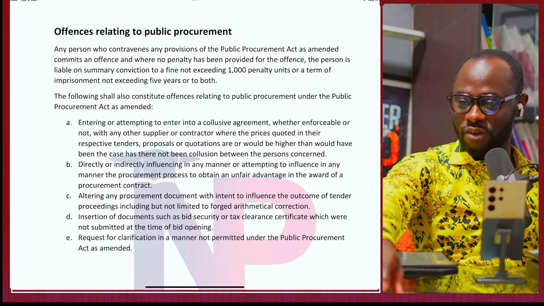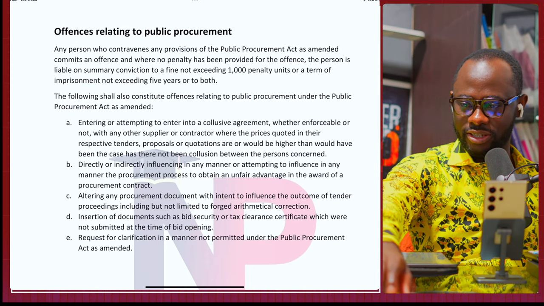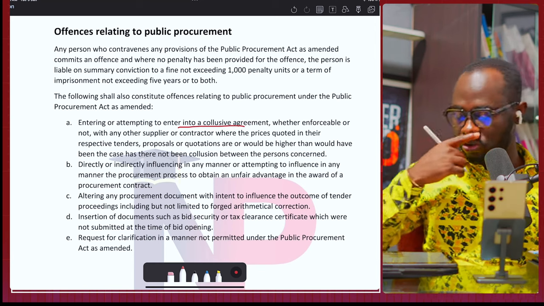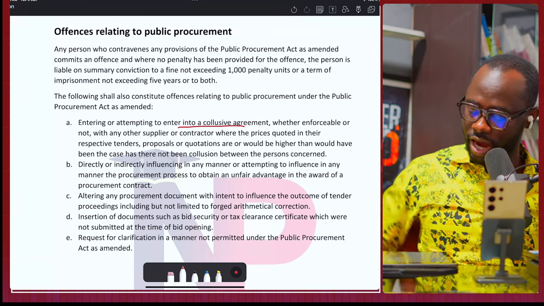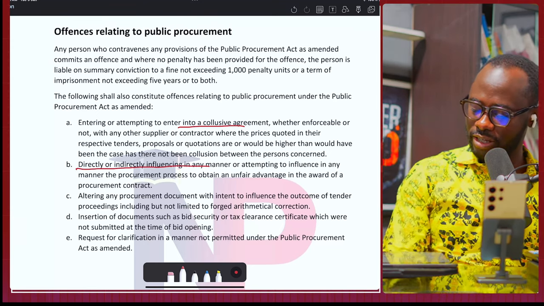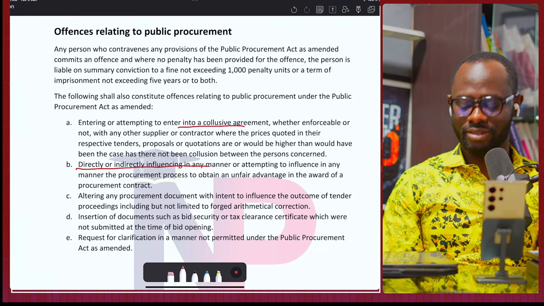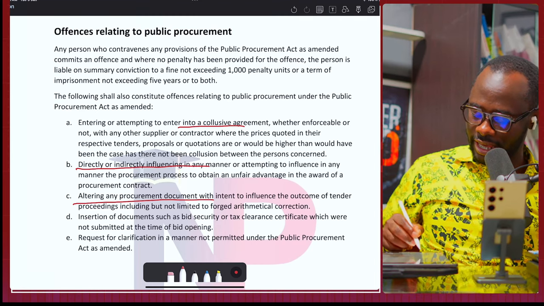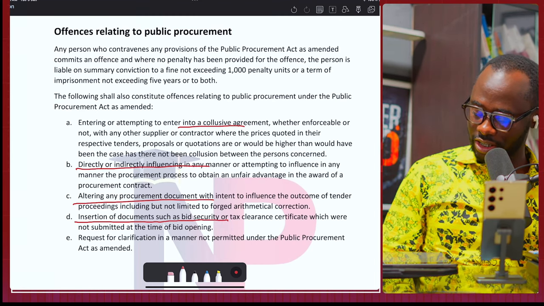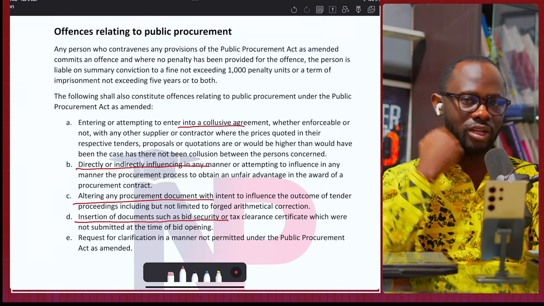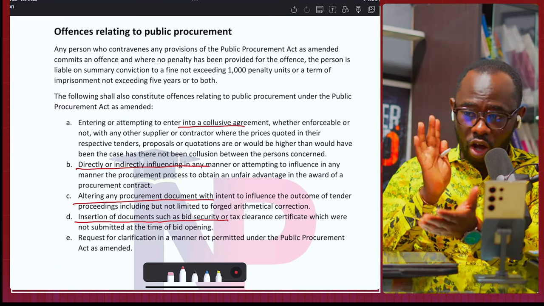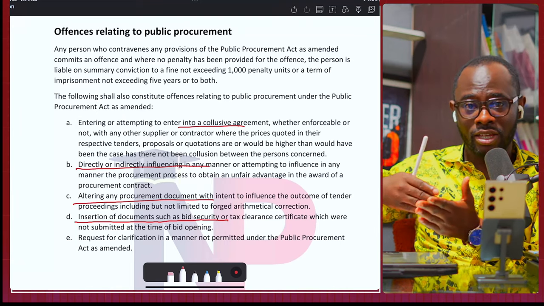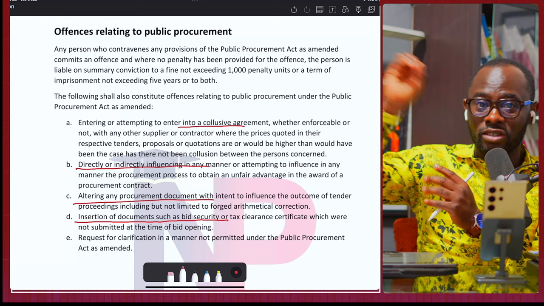All right, so I think somebody was raising a chat on YouTube about the offenses. So these are a couple of things here about the offenses. For instance, entering or attempting to enter a collusive agreement. It's an offense. Directly or indirectly influencing in any manner, or attempting to influence, the procurement process. It's an offense. Altering any procurement document with intent to influence the outcome. It's an offense. Insertion of documents such as a bid security or tax clearance certificate which were not submitted at the time of the bid opening. That's an offense. Because at the time of bid opening, all documents necessary have to be attached. So when we open your bid and there are certain documents that are supposed to be attached and they are not there, that bid is put into the dustbin.